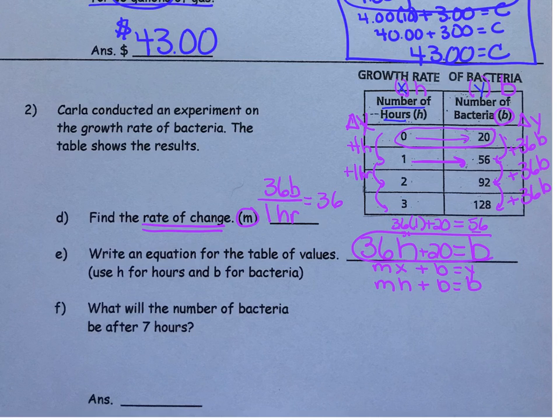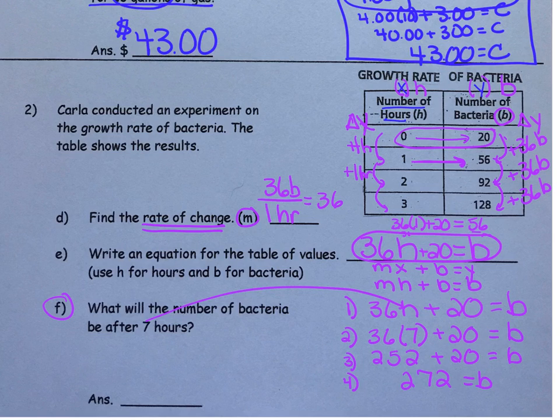Now use this equation to answer letter F. Pause the video and check your answer when you're done. Start by listing the formula as step 1. 36 times h plus 20 equals b. Substitute in 7 hours and calculate the number of bacteria. Please pause the video right now and complete this work on your own. When you're ready, turn the video back on.